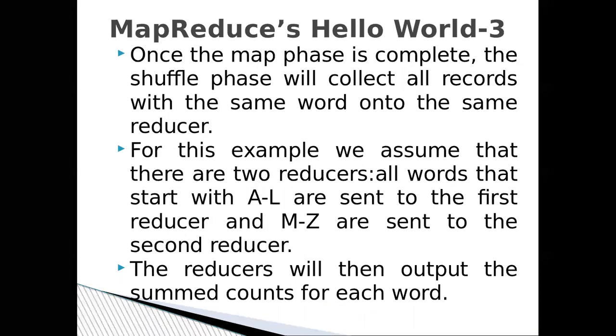All right. Now, once the map phase is complete, the shuffle phase will collect all the records with the same word onto the same reducer. So next we must decide how many reducers we want. In this example, let's say that we are picking 2 reducers: one for all the words that start with A to L, and a second reducer for all the words that start from M to Z. The reducers will then output the summed count for each word.